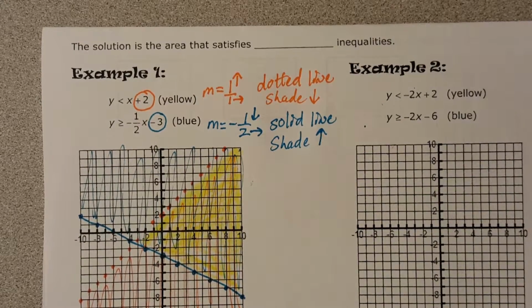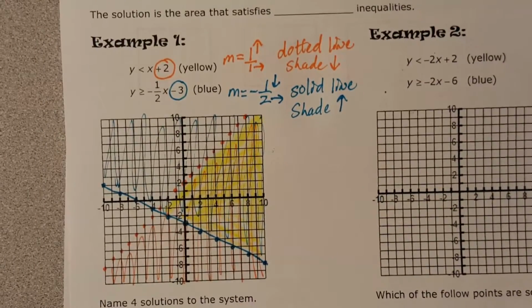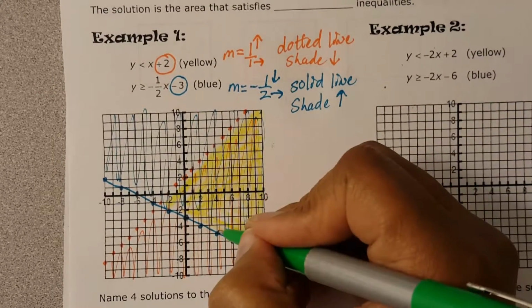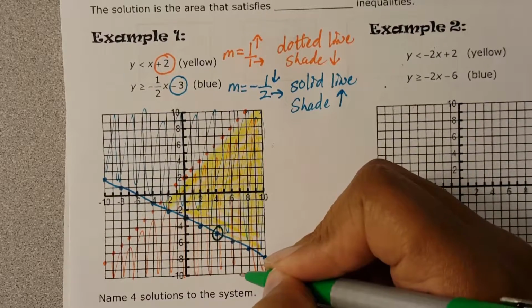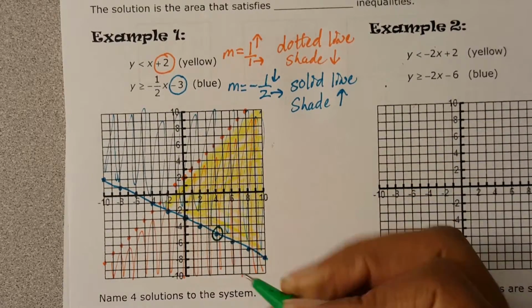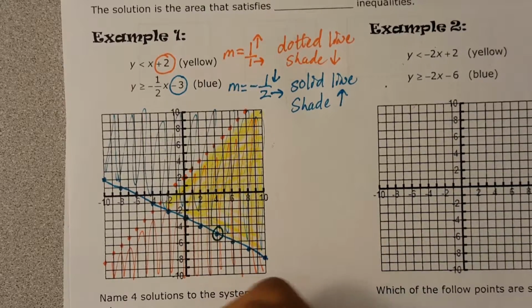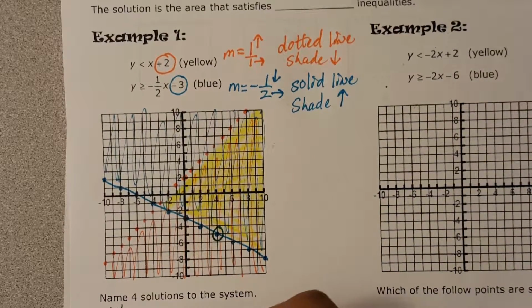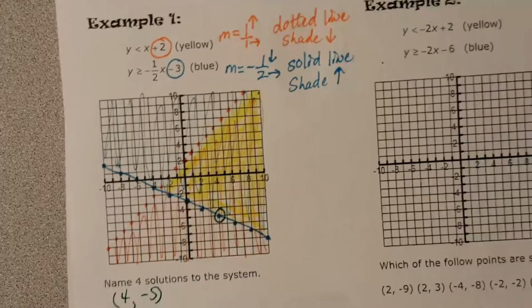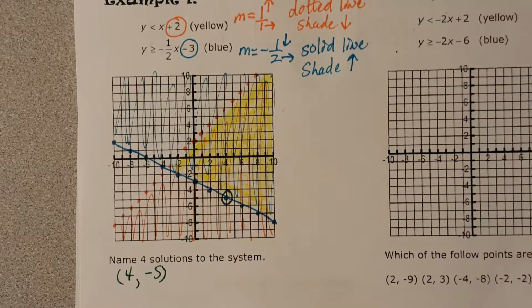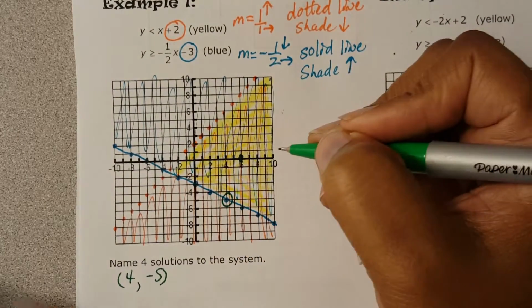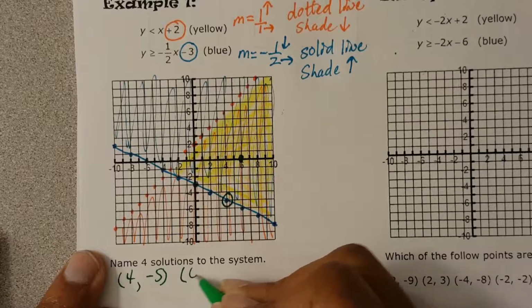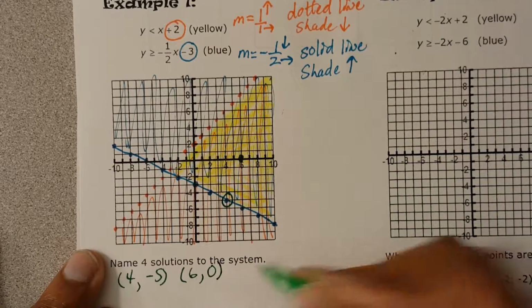So let's find some points that are solutions. I will put good points in green and bad points in red. Because I am on this solid blue line that is in the orange shaded area, it is a solution. So 4, -5 is a solution. Because I am inside the double shaded area, the point 6, 0 is a solution.